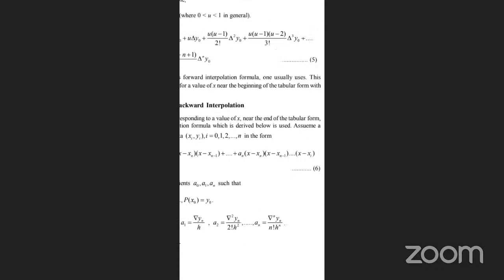Now Newton's backward interpolation formula is for estimating the value of y corresponding to the value of x near the end of the tabular form. Here also we take p of x equal to a0 plus a1 (x minus xn) plus a2 (x minus xn)(x minus xn minus 1), and so on. This Newton backward formula we will discuss in tomorrow's class, and we will clarify it on the board. Any doubts, ask me, I will clarify.